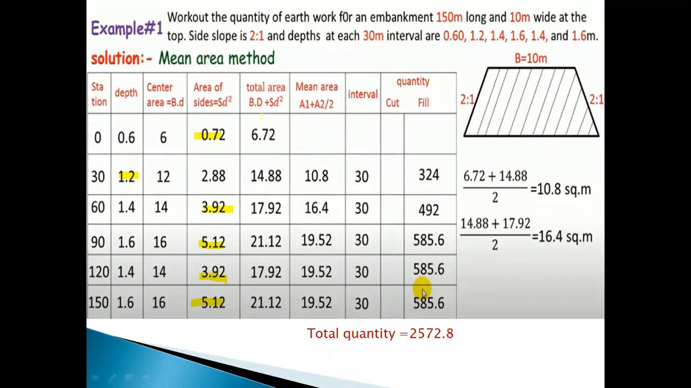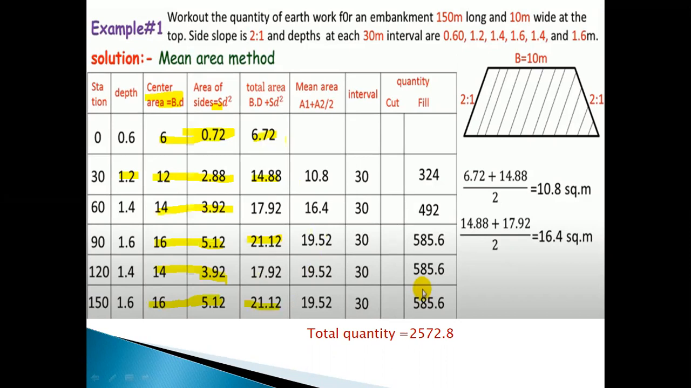Next, total area. Total area formula is BD plus S D square. So this is the BD center of the area. Next one S D square. 6 plus 0.72 equals 6.72. 12 plus 2.88 equals 14.88. Next one 14 plus 3.92 equals 17.92. Next one 16 plus 5.12 equals 21.12. 14 plus 3.92 equals 17.92. 16 plus 5.12 equals 21.12.